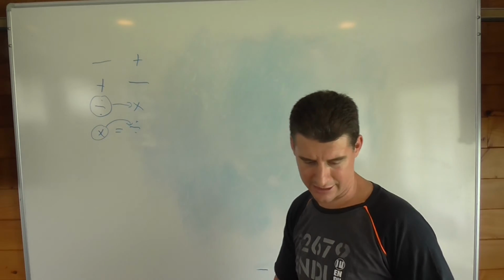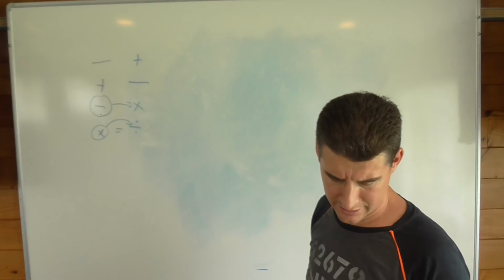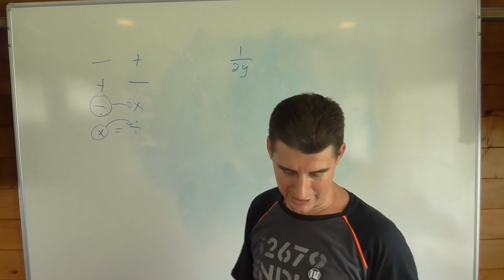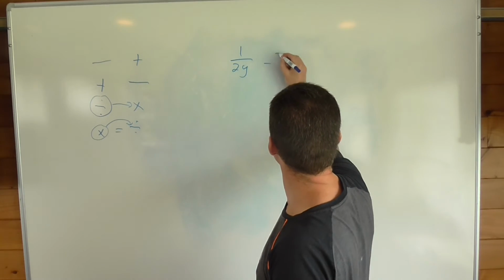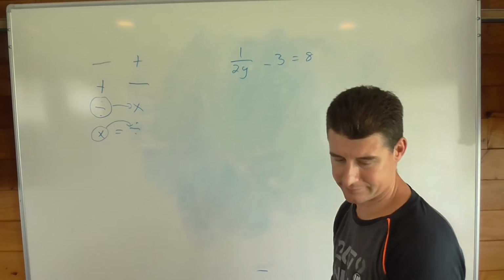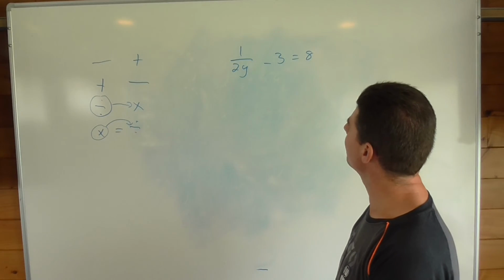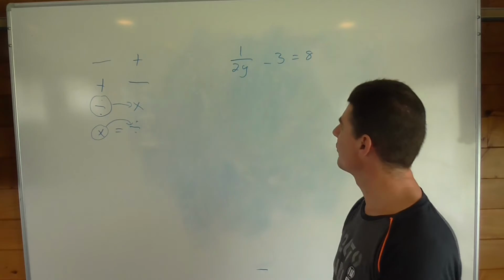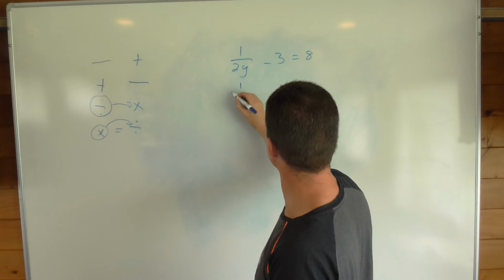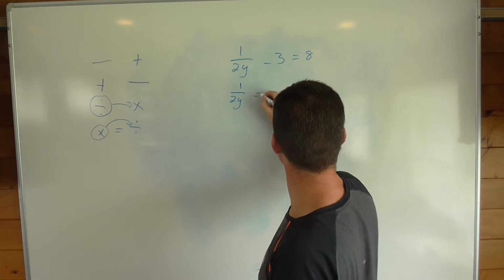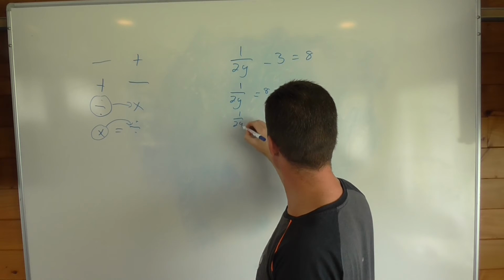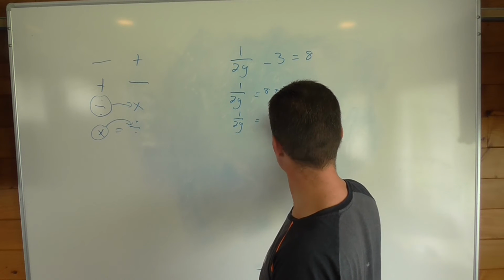So let's quickly look at the other one. So 1 over 2y minus 3 equals 8. Okay. That looks complicated. We need to get the y on one side. So first, let's just take baby steps. So 1 over 2y equals 8 plus 3. So 1 over 2y equals 11.